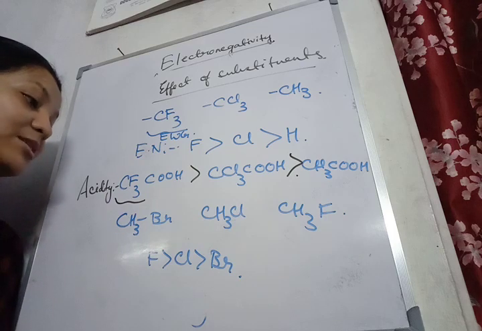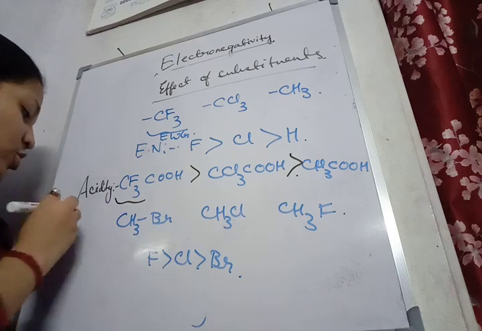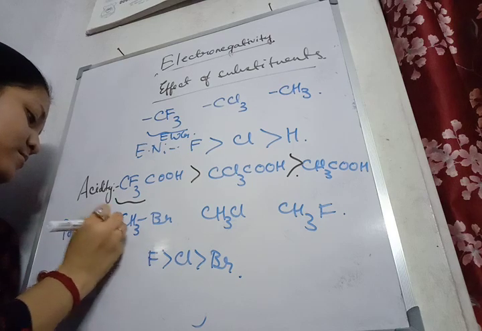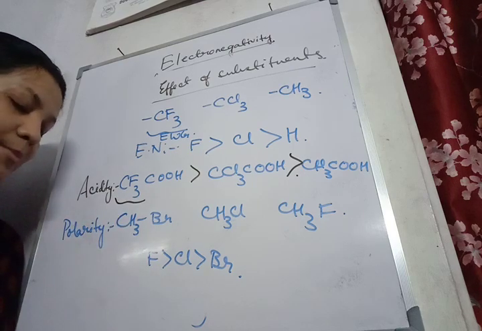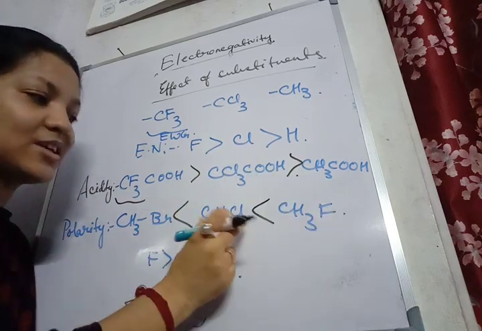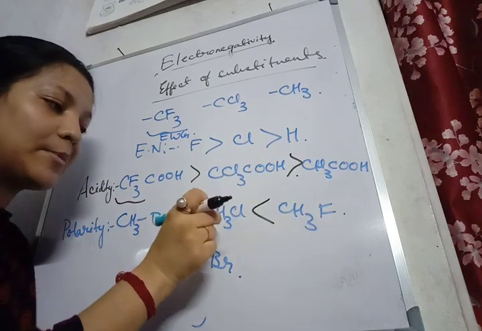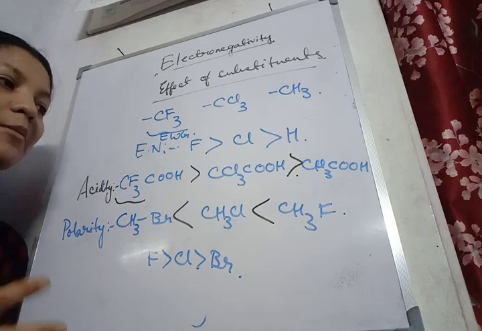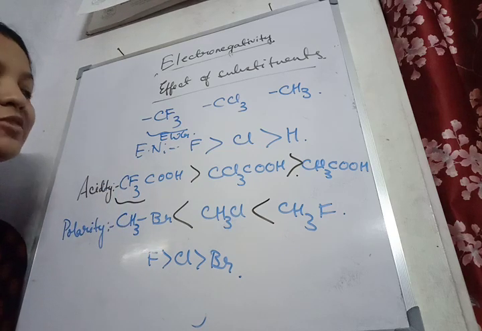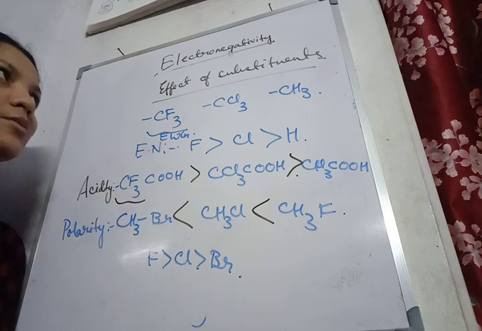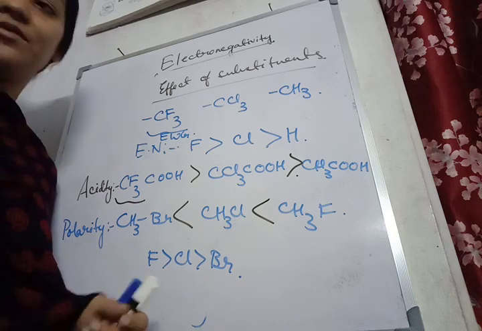So if I compare the polarity order, what will happen? This will be my polarity order. CH3F will be more polar than CH3Cl, and CH3Cl will be more polar than CH3Br. So on the basis of substituents, we can compare the acidity and polarity of the given compounds, right? That is all I wanted to explain here. So these are the factors of electronegativity.